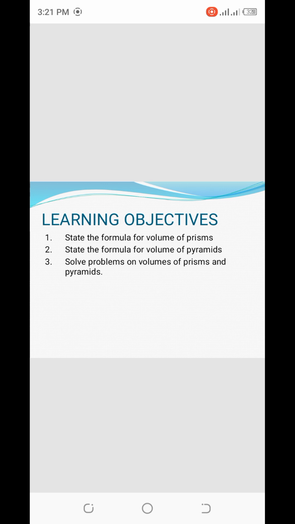The first is we have to state the formula for volume of prisms, and the second is we have to state the formula for volume of pyramids. And we have to solve problems on volumes of prisms and pyramids.